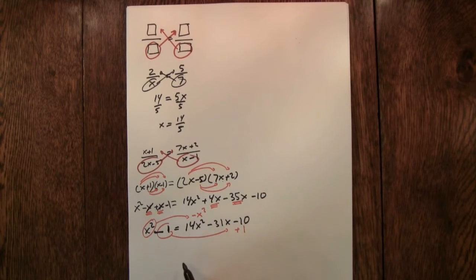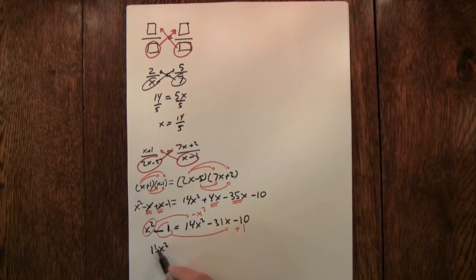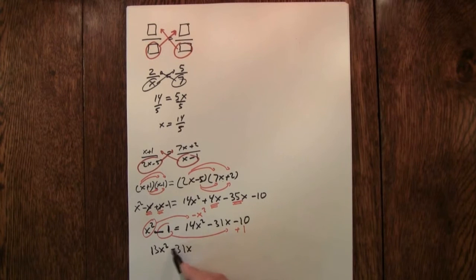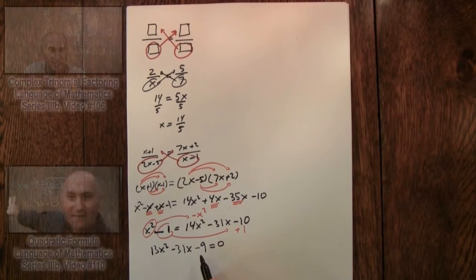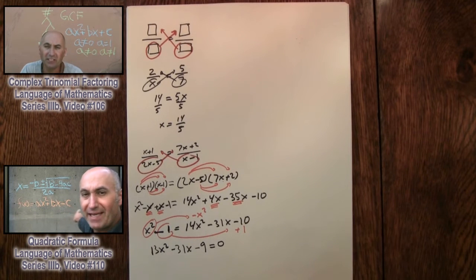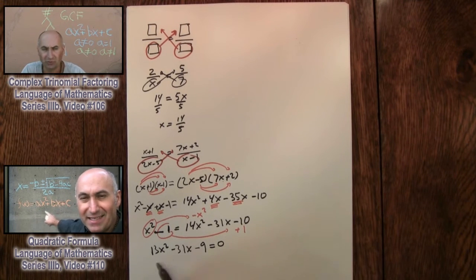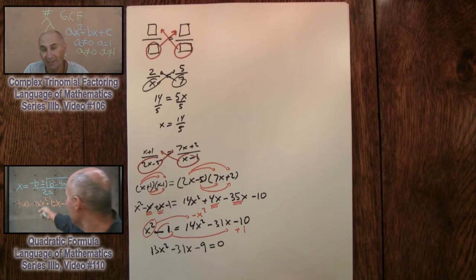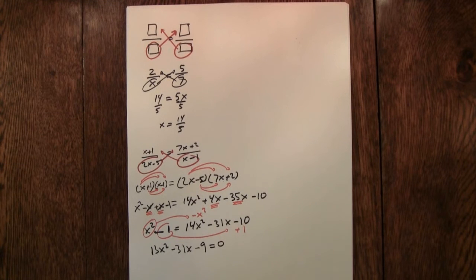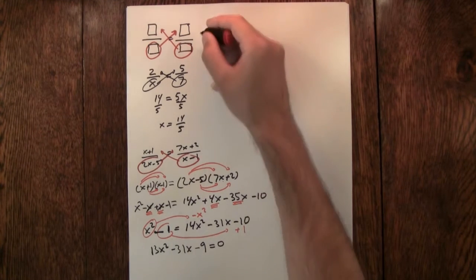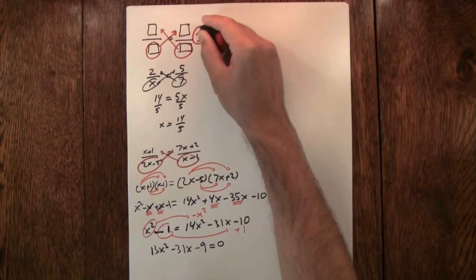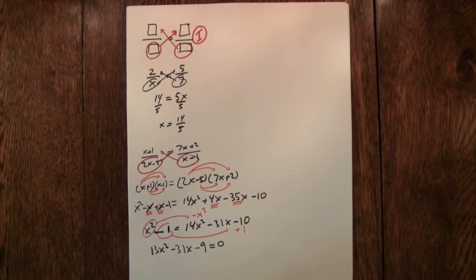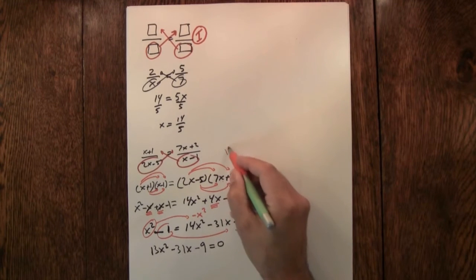So this becomes 14x squared minus x squared, which is 13x squared. This becomes negative 31x minus 9 equals 0. And then we end up solving for this by factoring, something else we covered in series 3a and b. For this one, it would be a complex trinomial factoring, or we would use the quadratic equation, right? So this is one pattern, cross multiplication. Here's our second pattern, which is foiling.